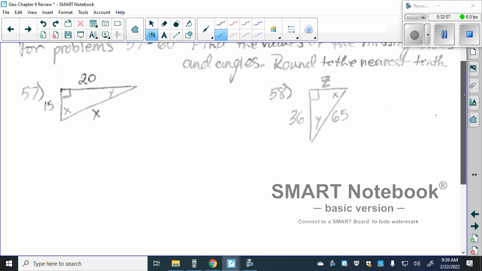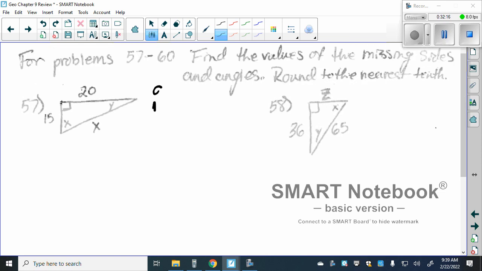Well, anytime we're given two sides of a right triangle, we can use the Pythagorean Theorem to find the third. So for 57, we're going to end up using our a squared plus b squared is equal to c squared. So we're saying 15 squared plus 20 squared is equal to our hypotenuse, which is our x squared, or we can leave it as c squared, either one.